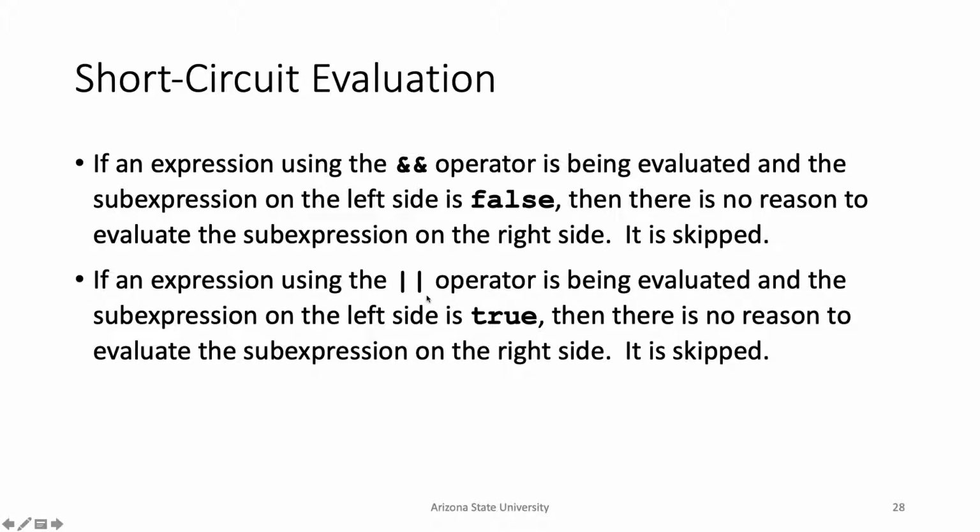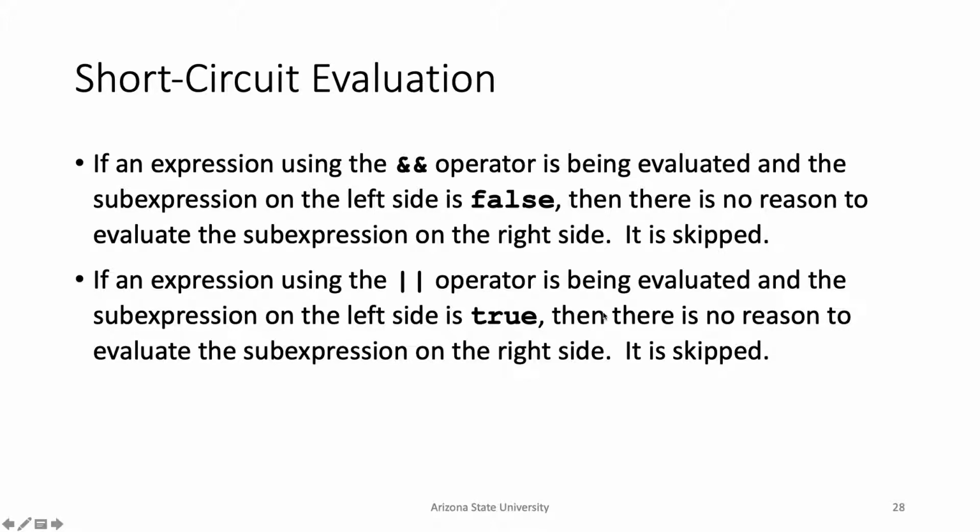For or, if one of them is true, does it need to check the other one? For or, no, because regardless of the other value, the whole thing is going to be true because one of them is true. So these two are always true, but it's a little misleading.